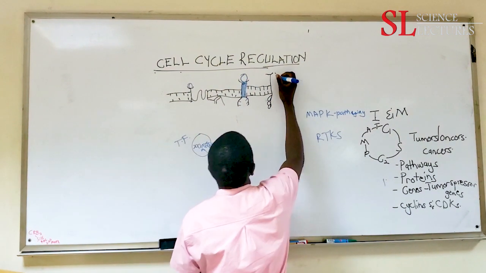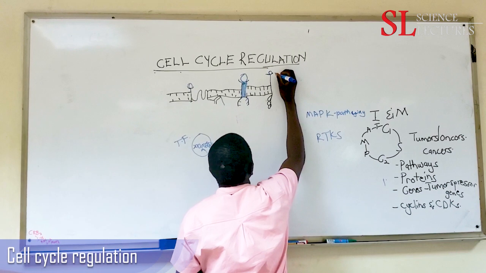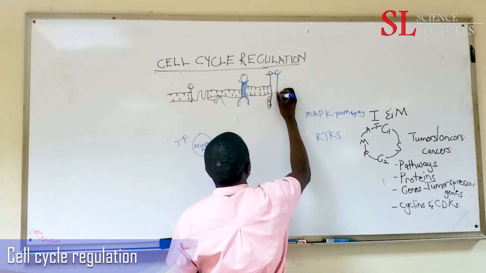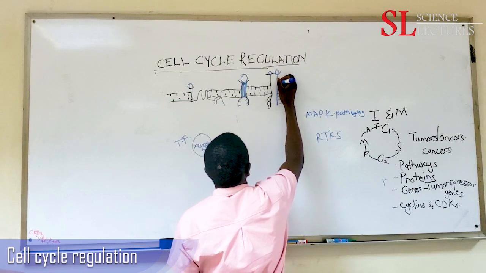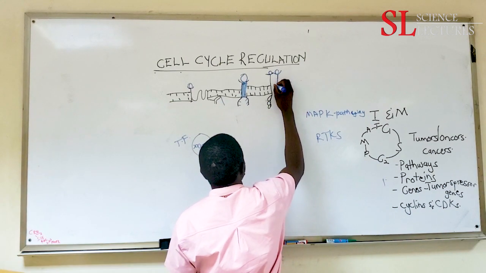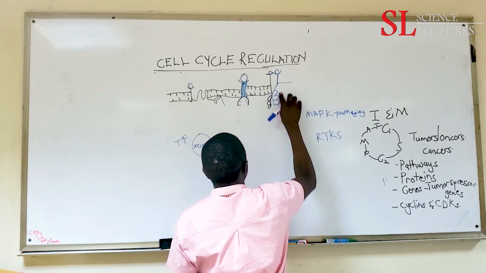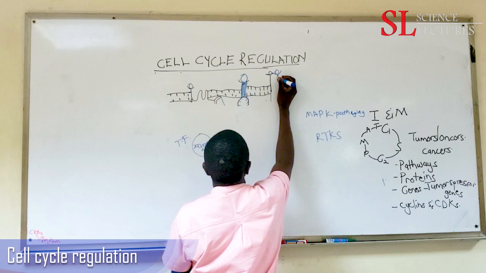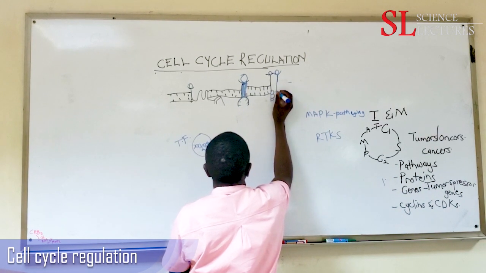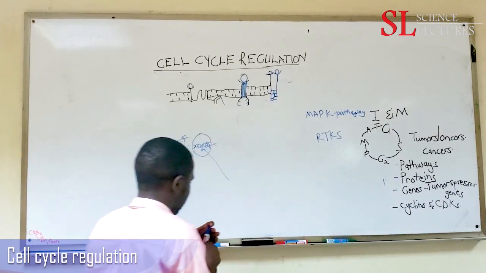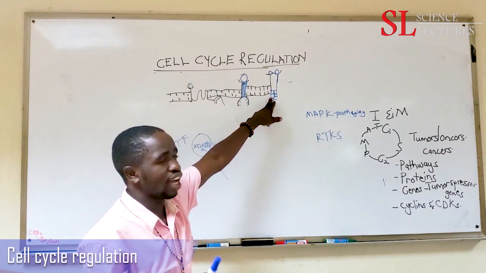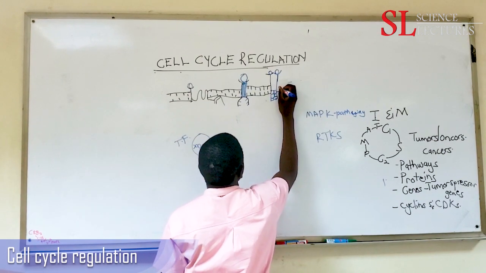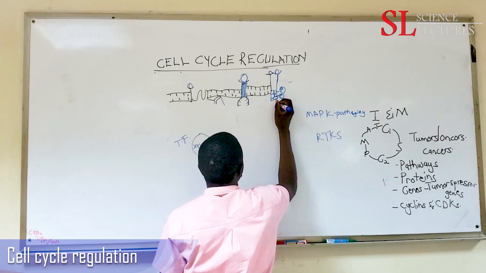But what happens is this: we say these receptors exist as monomers, but whenever we have binding of a mitogen, it will cause their dimerization. That means they will come together. Their dimerization activates the intracellular kinase. And when the kinase is activated, they get phosphates and add them to the tyrosine proteins.